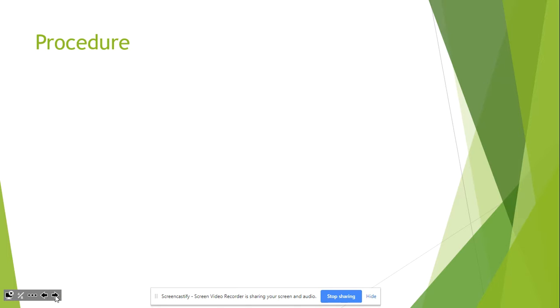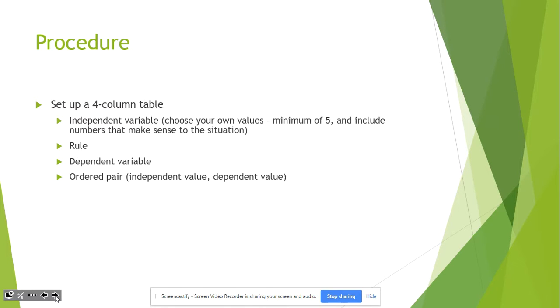Here's your procedure for graphing any function. The first thing you want to do is set up a 4-column table. You want to set it up with your independent variable, and you are allowed to choose your own values. You should select a minimum of 5 and include the numbers that make sense to the situation. The next column should be the rule column where you are doing your calculations. Next should be the dependent variable column. And finally, the last column should be what your ordered pair is so that you can easily graph it from the table.